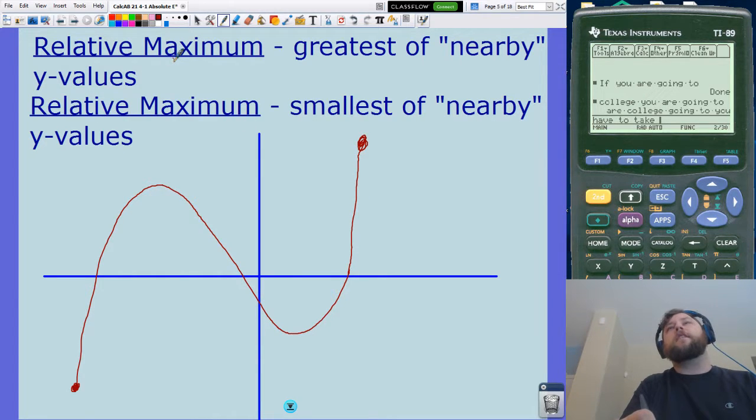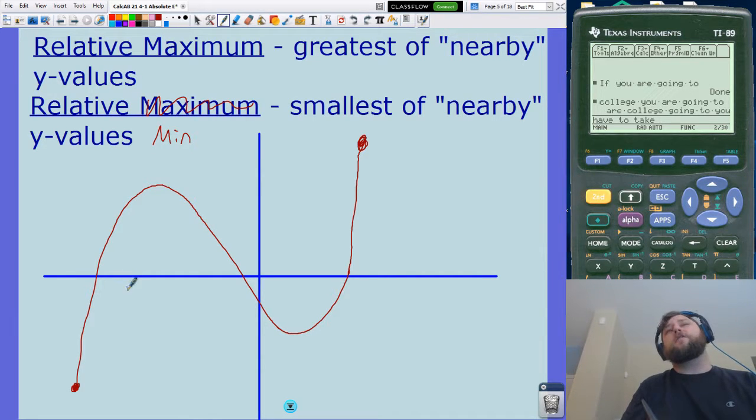A relative max is the greatest y value of nearby y values, like in a relative area. And relative max, oh, this should say relative minimum. Did I do that on the last slide too? No. Minimum is the smallest of the nearby y values. So it's kind of like in a relative area.